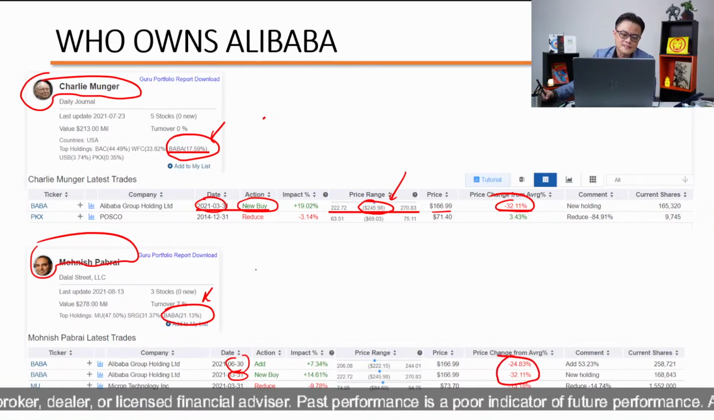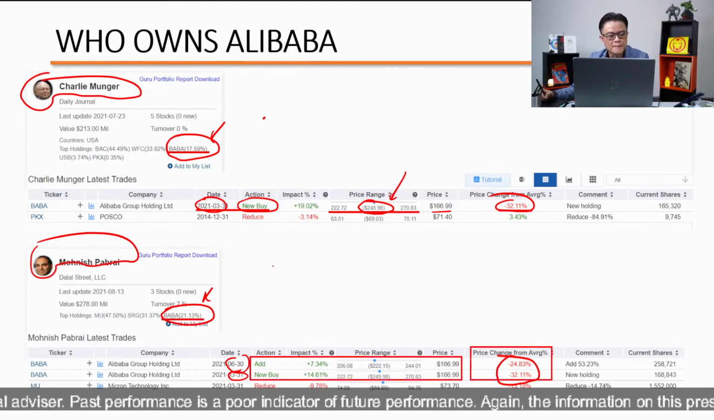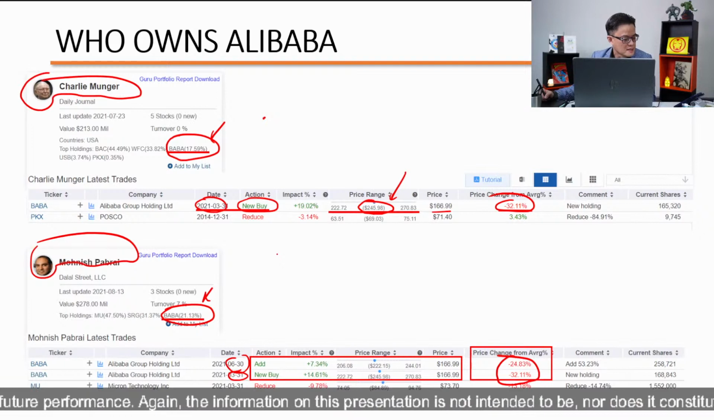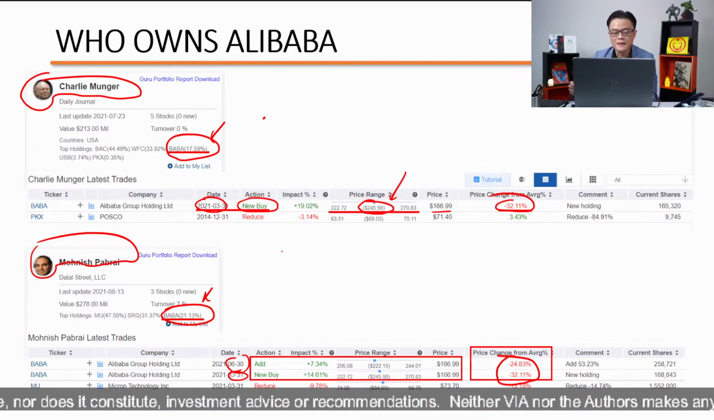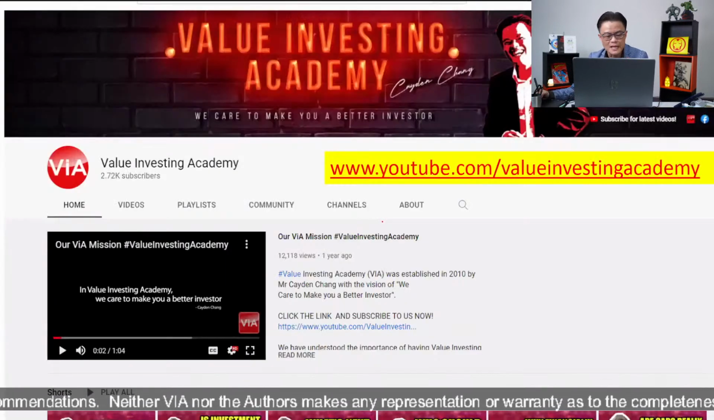If some of you are owning Alibaba and you look at these two fellas, Charlie Munger and Monish Pabrai, I'm not very sure, do they give you some form of consolation? When your price drop is 20-30%, Charlie Munger is going through the same thing. If they're not panicking, why should you? But provided you know what you're doing. Which brings me to my last slide.